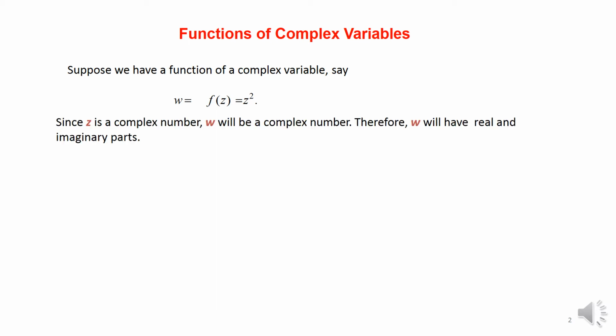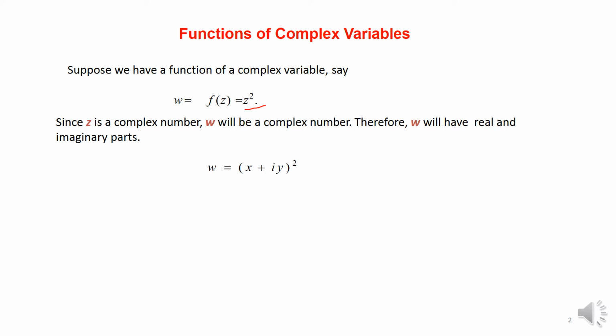Then z is a complex number here and w will be a complex number because z is a complex number. Therefore w will have real and imaginary parts because z also has real and imaginary parts, and because w is depending on z, w will have real and imaginary parts. And here this is the example that we are taking, w as z square.